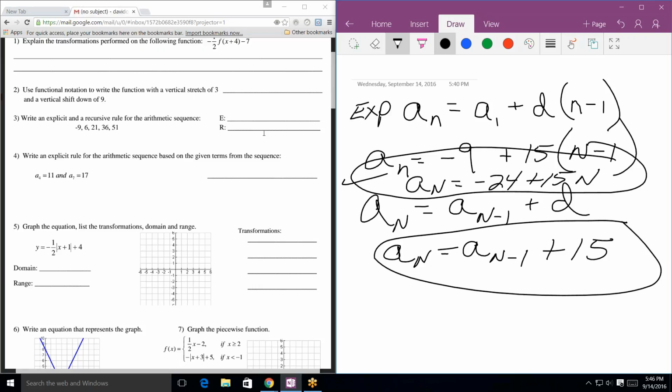In other words, when you give the recursive rule, you can never put down what a sub n minus 1 is, because you don't know what n is. In other words, each of these depends on a particular n, whether we're talking about the 3rd term or the 50th term. All right.